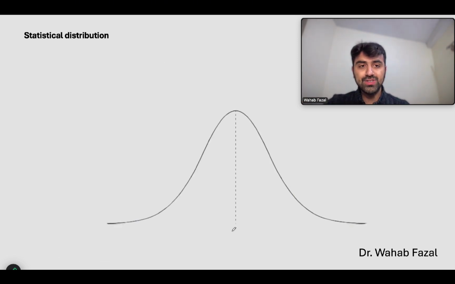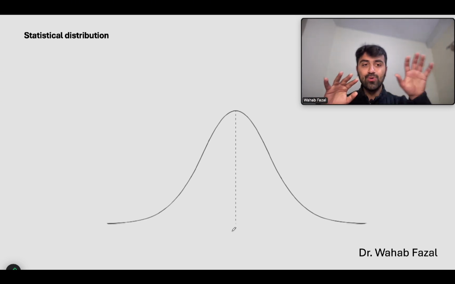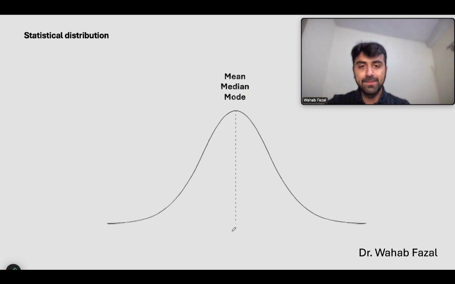So now let us talk about where mean, median, and mode lie in each type of distribution that we talked about: the normal distribution, the positive or right-sided skewed distribution, and then the left-sided skew or negative distribution. So where do mean, median, and mode lie? As I told you, outliers can skew the mean. So let's talk about that.